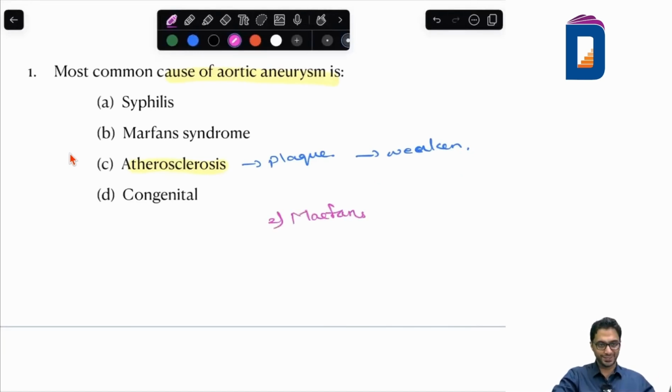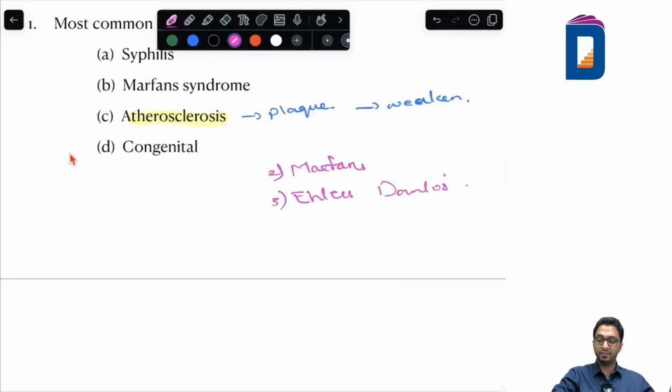aneurysm is leading to dissection only. We saw dissection is very common, but hypertension is not a very common cause of aneurysm. Though it is there, it's not a very common cause. Again, Ehlers-Danlos is also there. And one more additional lesion you need to remember is Loeys-Dietz syndrome. It was one of the options, I think, when we discussed on WhatsApp.